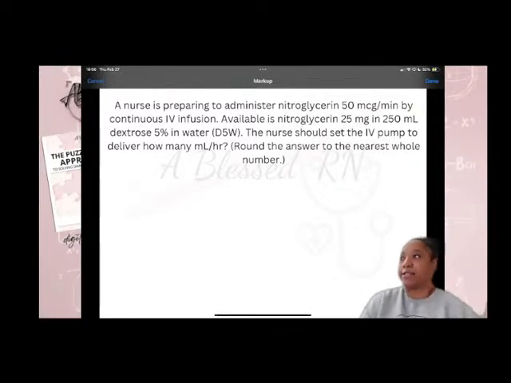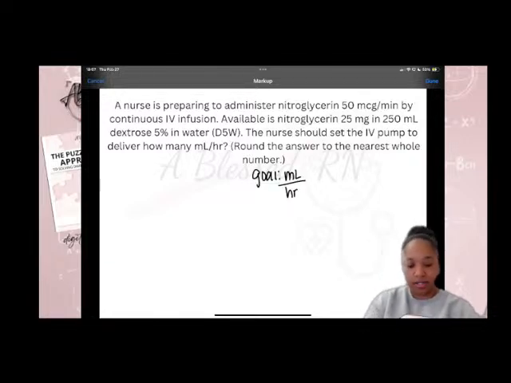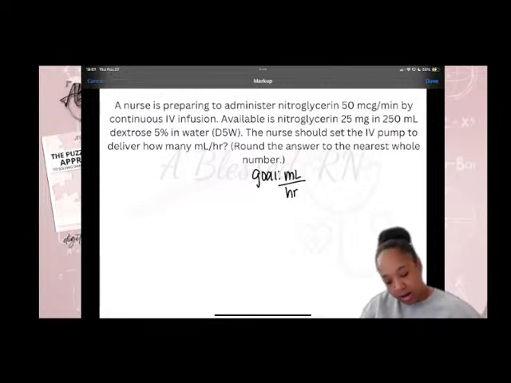the fluffed up pieces. All right, so the nurse is preparing to administer nitroglycerin 5 micrograms per minute by IV infusion. Available is nitro 25 milligrams in 250 mL of D5W. The nurse should set the IV pump to how many milliliters per hour? And we're going to round to the nearest whole number. All right, so milliliters per hour is our goal.